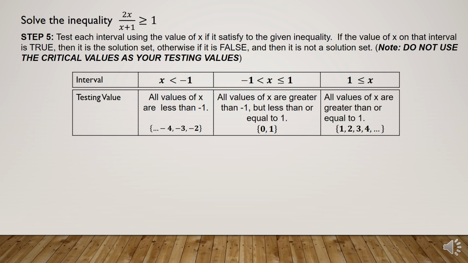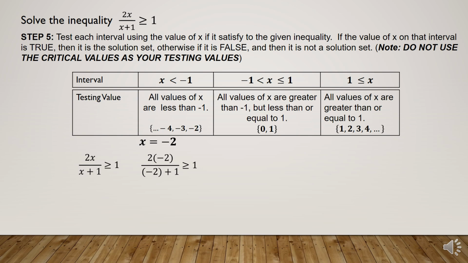In the first interval, we have x is less than -1. It means that we can use any values of x as long as it is less than -1. So in my example, my testing value is -2. So I choose x is equal to -2. Then we will substitute this value of x to the given inequality. So substitute -2, we have 2 times -2 over -2 plus 1. Is it greater than or equal to 1? We do not know yet.